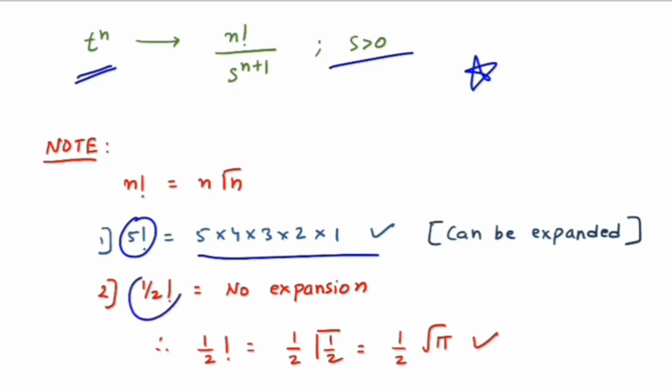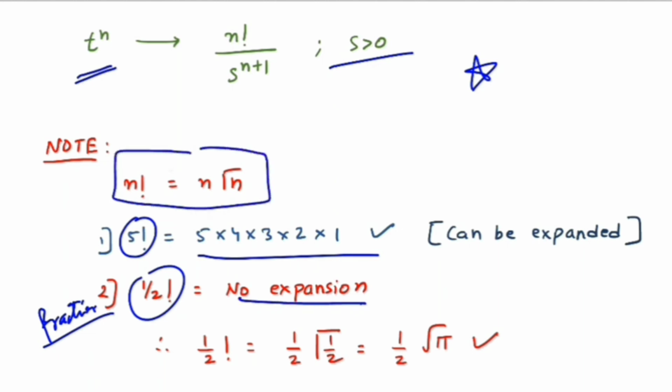But what if you have half factorial or 3 by 2 factorial? Then it won't work. So if a fraction is present, right? It can be half, it can be 3 by 2, 5 by 2. Then there is no expansion, then you have to use some relationship. See, n factorial is equal to n gamma n. So you can say that half factorial is equal to half gamma half, and the value of gamma half is root pi. So this is the important result which I want to make sure you are writing down.